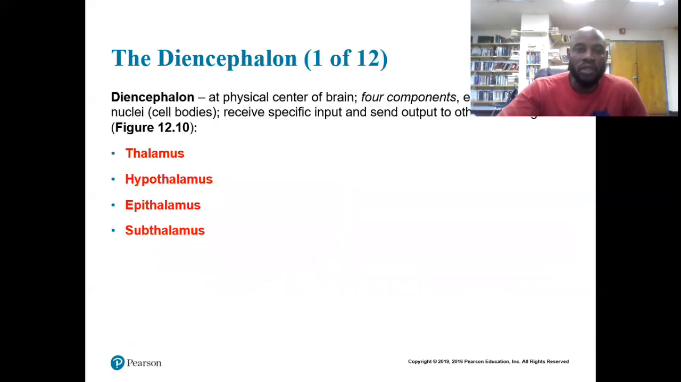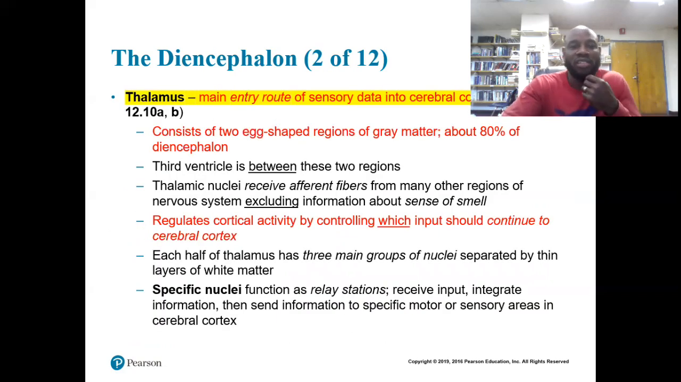Okay, now let's go into the next section of the brain, the diencephalon. It's at the center of the brain, with 4 components: the thalamus, hypothalamus, epithalamus, and subthalamus. The thalamus is the main entry route of sensory data into your cerebral cortex. It looks like 2 little eggs, about 80% of the diencephalon. The third ventricle is between these 2 regions.